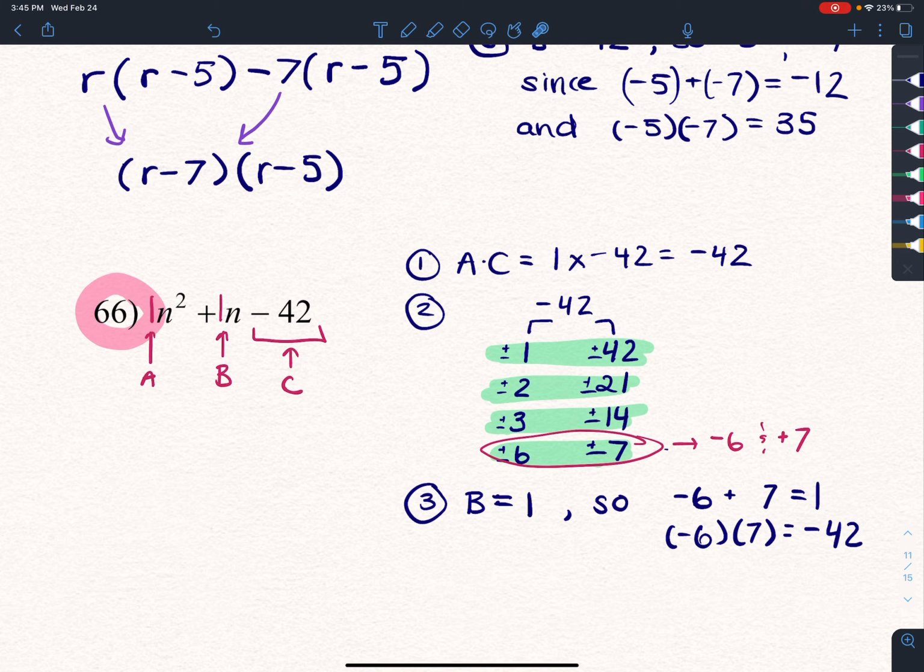And now it's the same as before. We take our 1n and we are breaking 1n up into a negative 6n and a positive 7n. So again, we haven't changed anything. We've just rewritten one n in a way that allows us to do grouping.